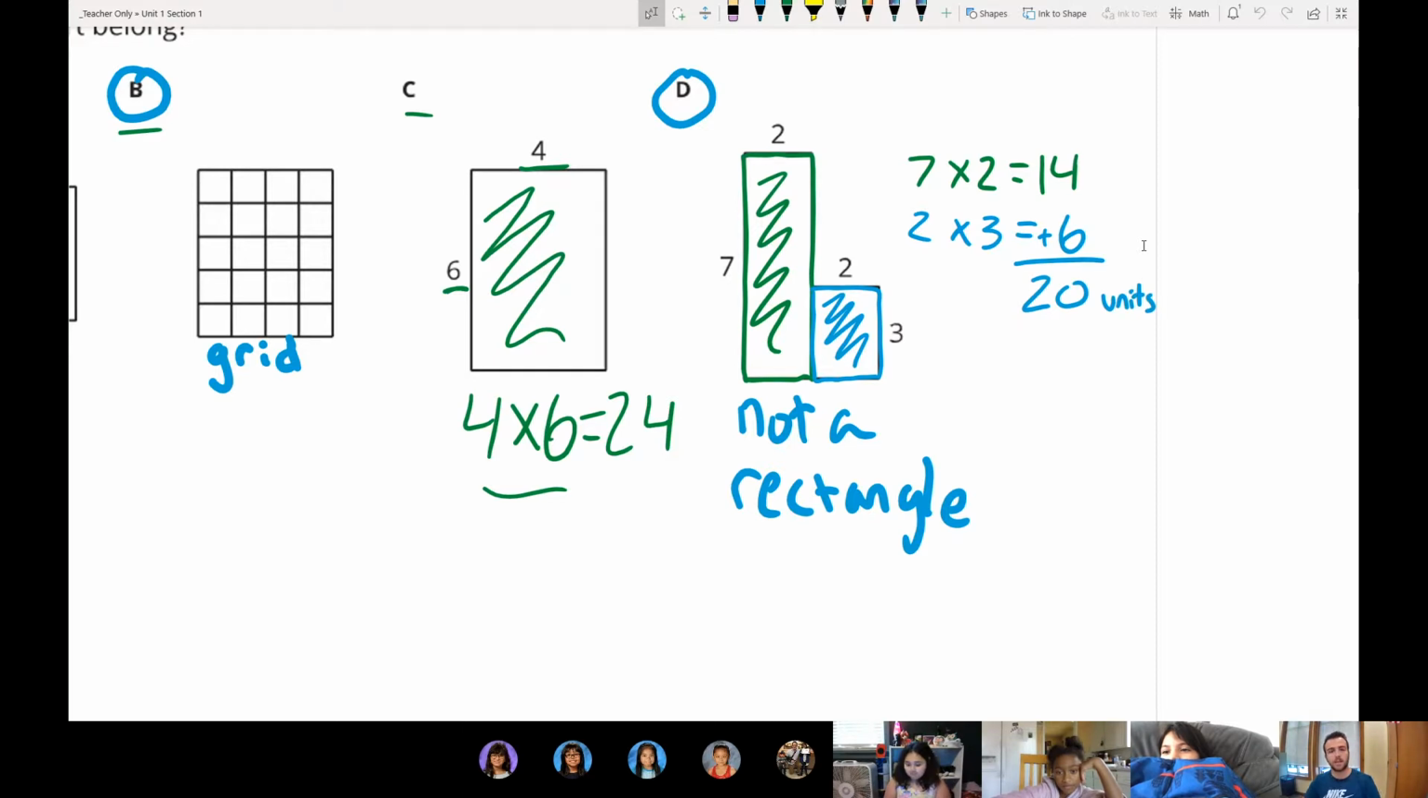Good job, Malia. That was a perfect explanation. When we have this weird looking shape, but we can see some rectangles inside of it, we can break it up and use those side lengths, those rows and columns, to give us the area of each piece, and then add the pieces together to get the total area. So that's 20 square units.